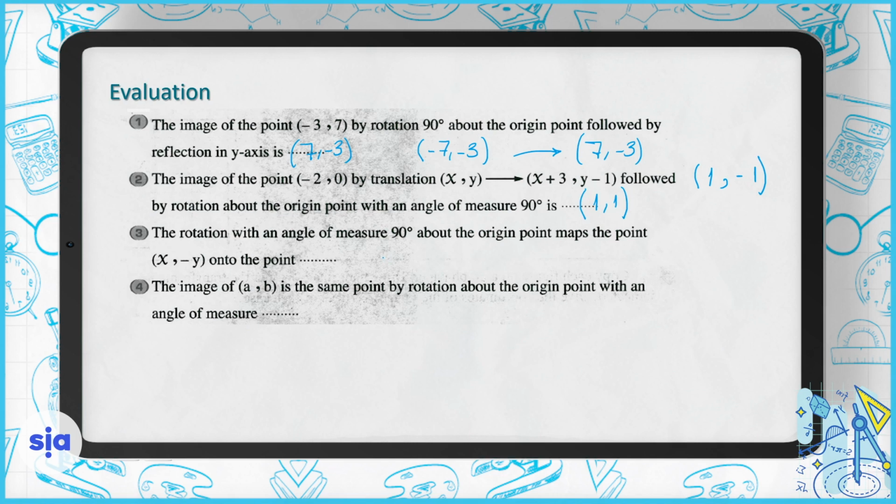Question 3. The rotation with an angle of measure 90 degrees about the origin point maps the point (x, -y) onto what point? Excellent. It's (y, x). We replace the y with the x and the x with the y. Question 4. The image of AB is the same by rotation about the origin point with an angle measure of, excellent, 360 degrees. By solving the evaluation part, we came to the end of our session.